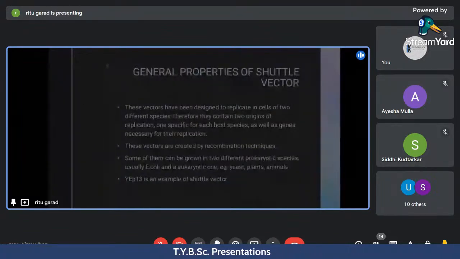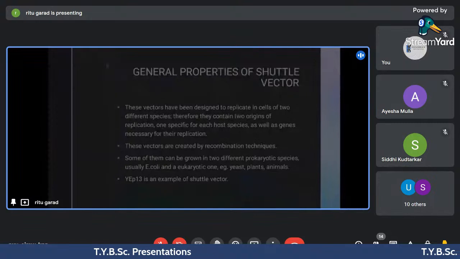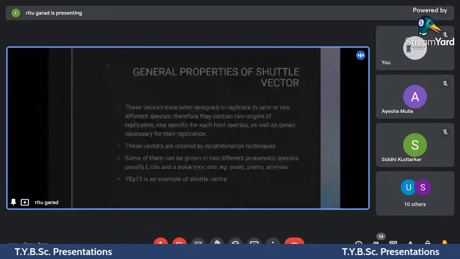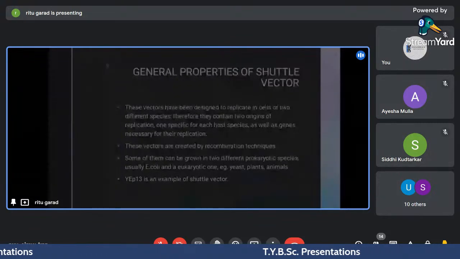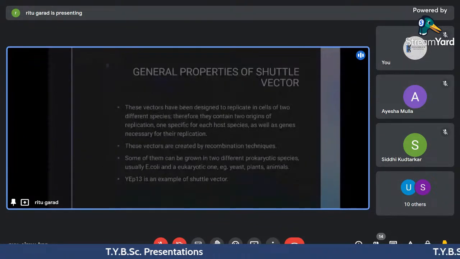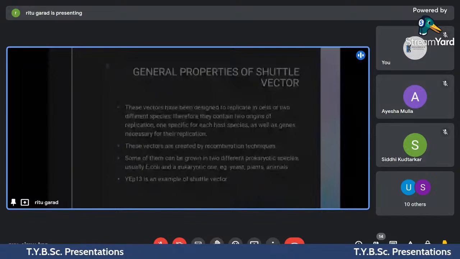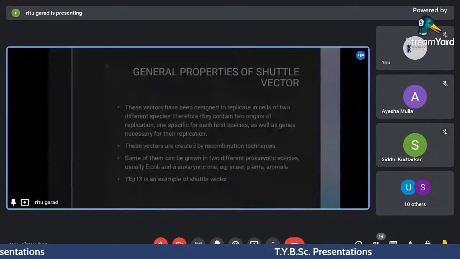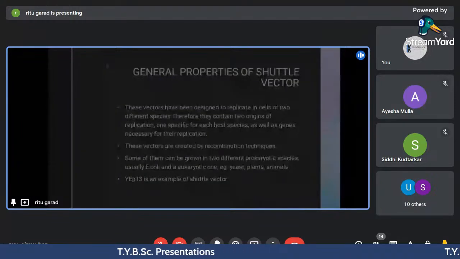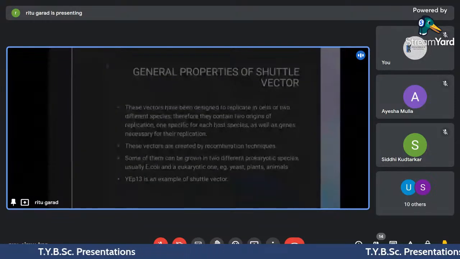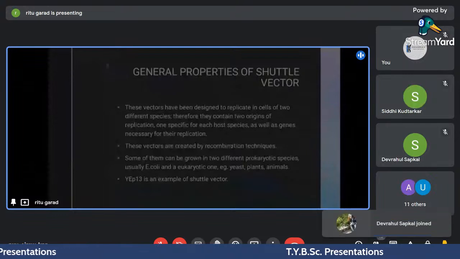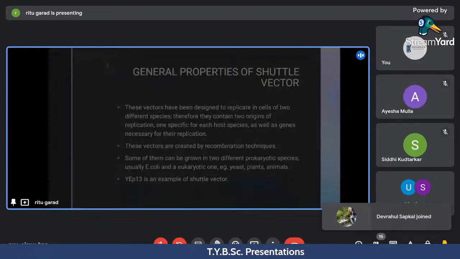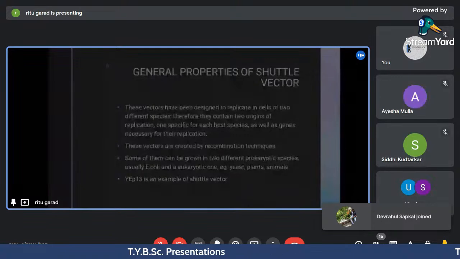These vectors can be designed to replicate in cells of two different species. Therefore, they contain two origins of replication, one specific for each host species, as well as genes necessary for the replication. These vectors are created by recombination technique. Some of them can be grown into different prokaryotic species, usually E. coli, and a eukaryotic one, for example plant cells or animal cells.